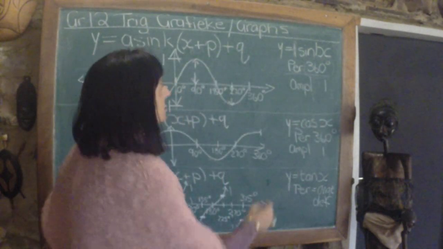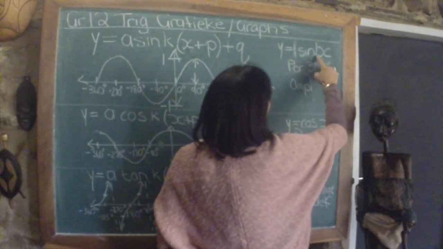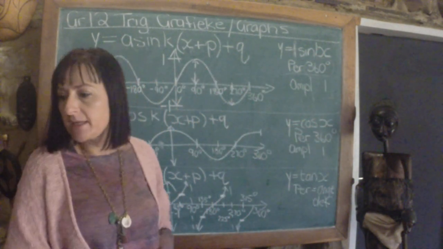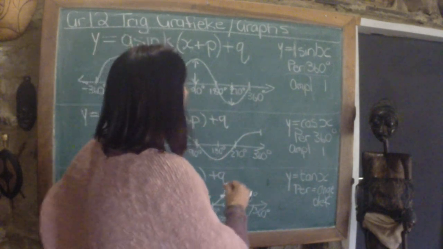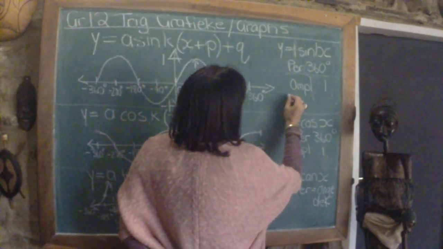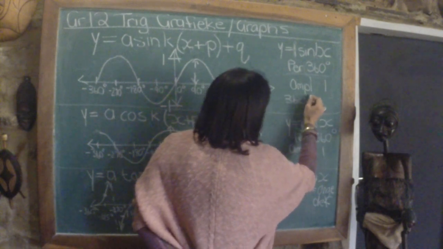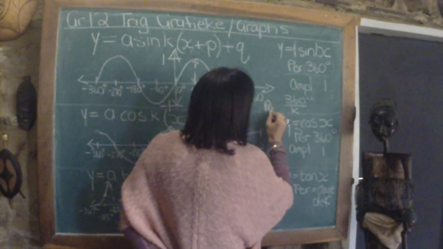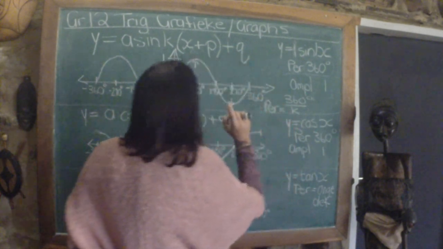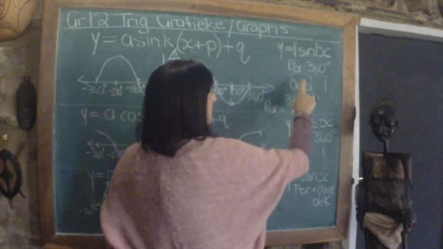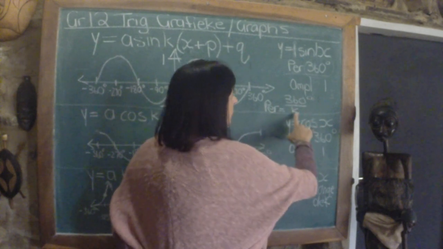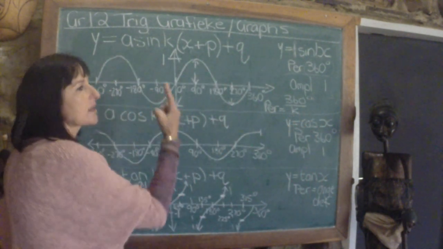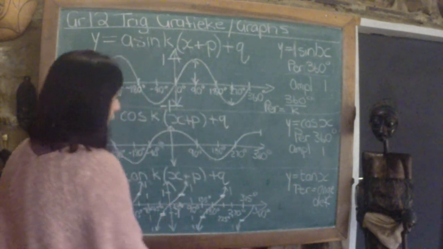Say for instance, there would have been a 2. If there's a 2, I simply calculate my new period to be 360 degrees divided by K. That will always be my period. So in this case, K equals 1, so it's 360 degrees divided by K. And the period is when one cycle is completed.